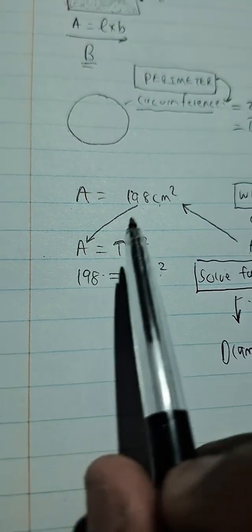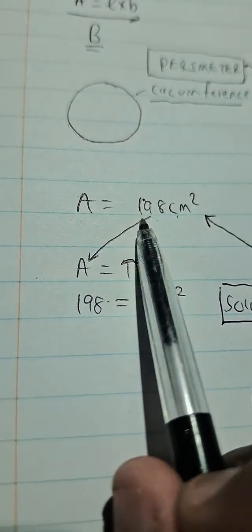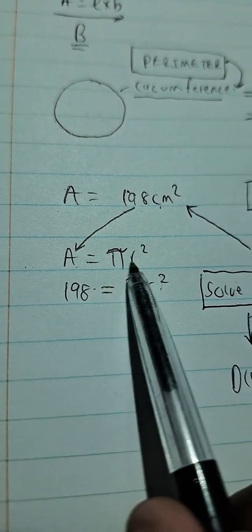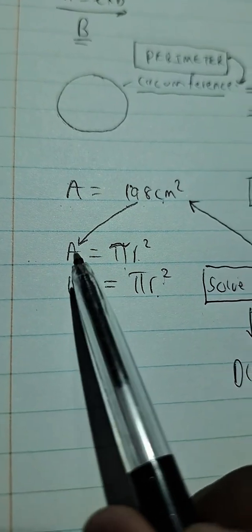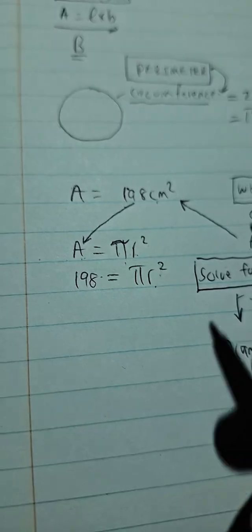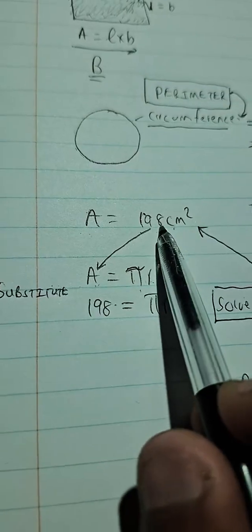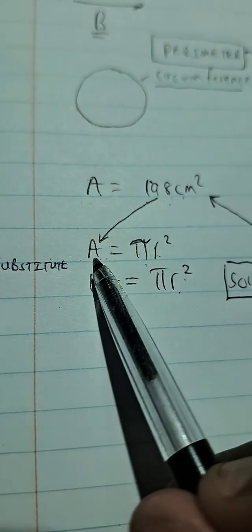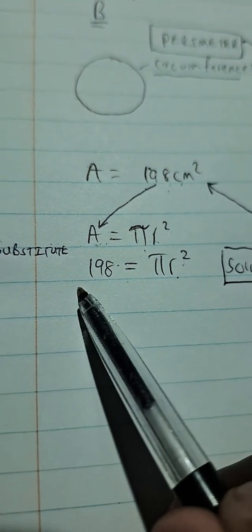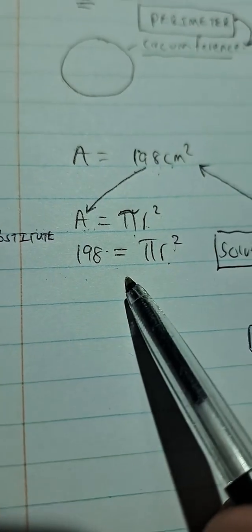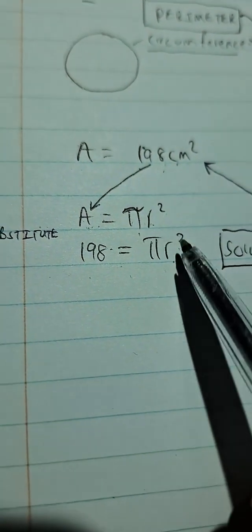So let's first find the value of r. Remember, we said the area of the entire circle is 198 centimeters squared, right? The formula we use to calculate the area of one circle is pi r squared. So A is equal to pi r squared. Now I substitute the value of 198 centimeters squared, which is the area, in the place of A. So now in the place of A, I have 198, which is equal to pi r squared.